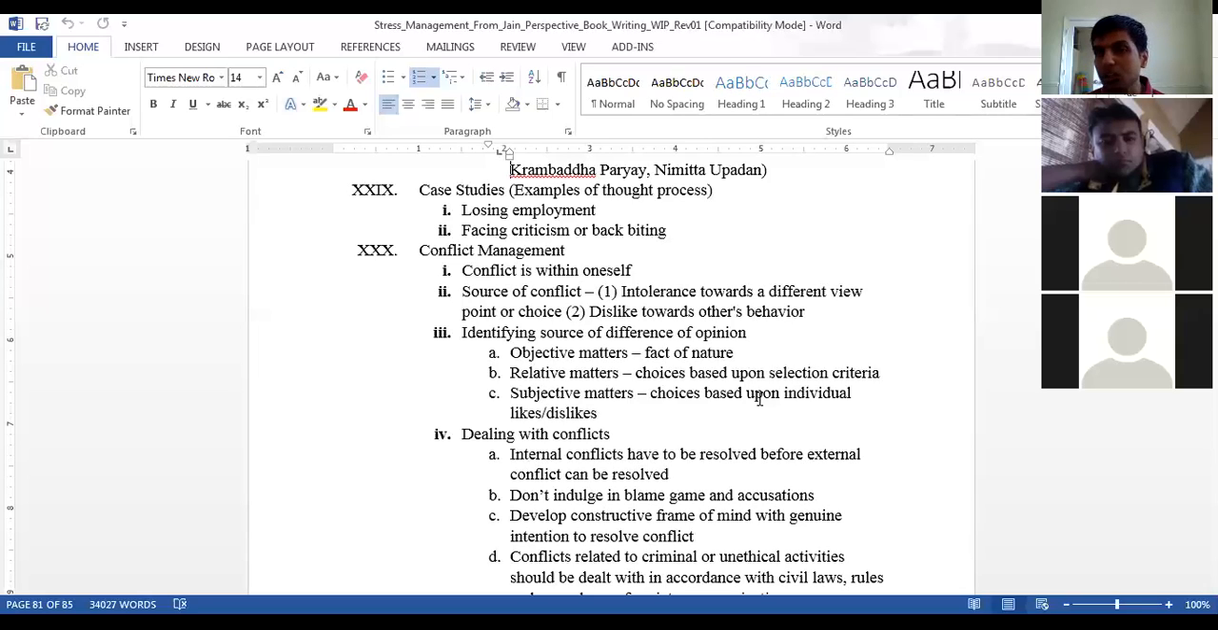Now there could be multiple sources of conflict. One of them is intolerance towards a different viewpoint or choice, which is what Pritesh was just mentioning, disagreement. And in fact, what I want to point out is that disagreement in itself does not necessarily bring conflict. I'll give you a different example. Suppose you have a belief about something, and I have a belief about something. Many people don't agree with Jain beliefs.